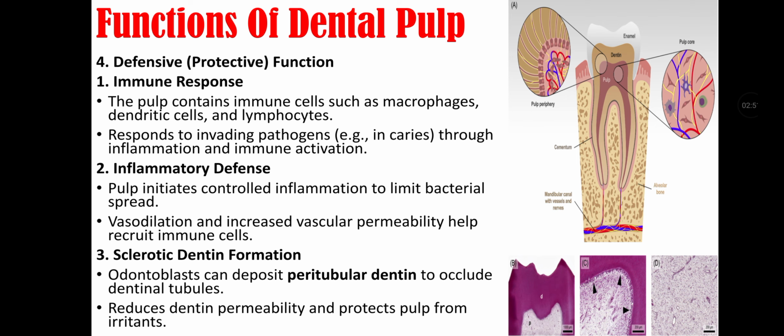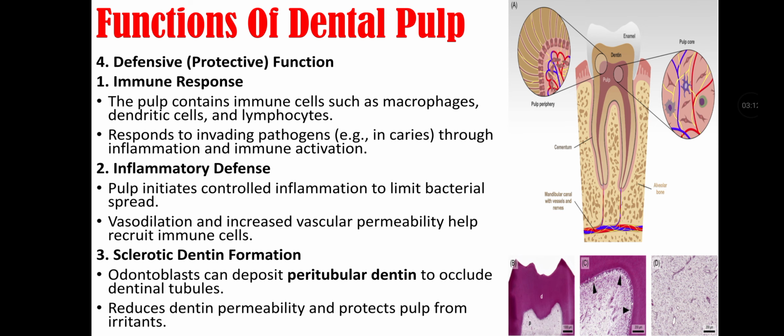Fourth function of dental pulp is defensive function, that is also called as protective function. It includes immune response, inflammatory defense, and sclerotic dentine formation. Immune response. Pulp contains immune cells such as macrophages, dendritic cells, and lymphocytes. They respond to invading pathogens through inflammation and immune activation.